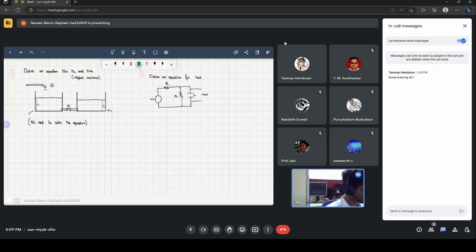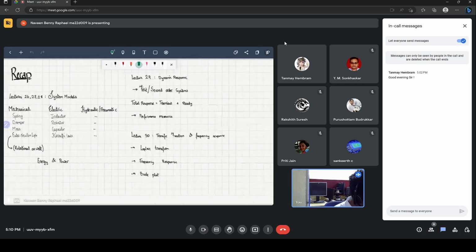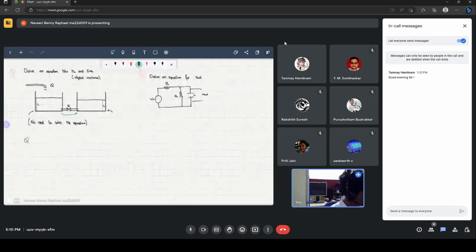So let's consider the first question. In the first tank we have an input of Q, and there's a flow from the first tank to the second tank, and this depends on the pressures. Given in the lecture slides, we know that we have the resistive elements of the hydraulic system, and the equation of that is as follows.